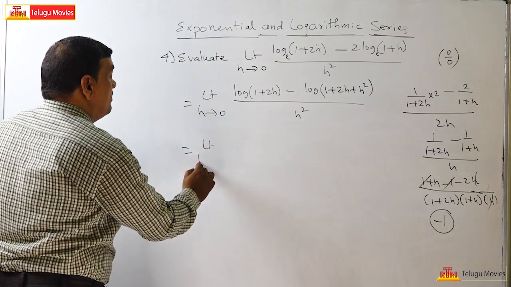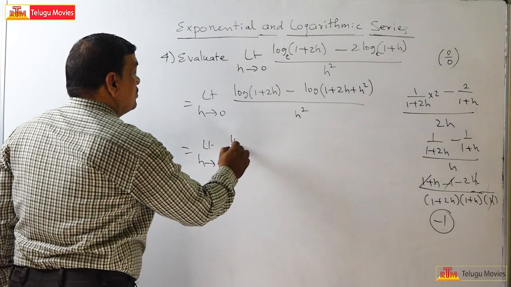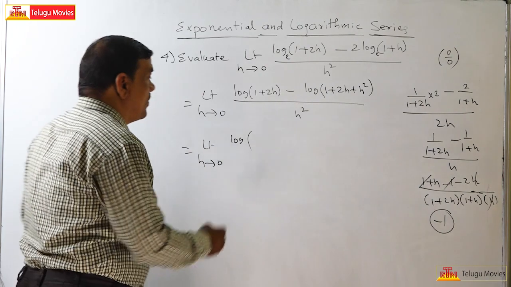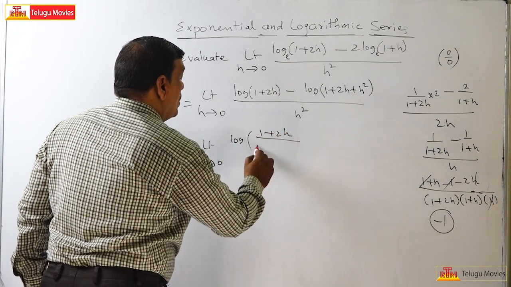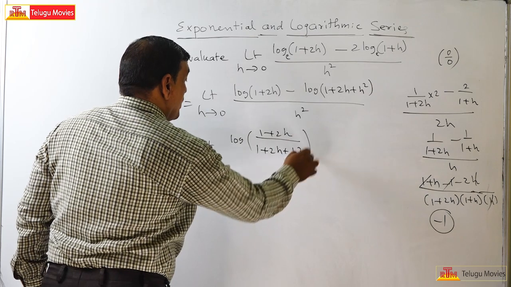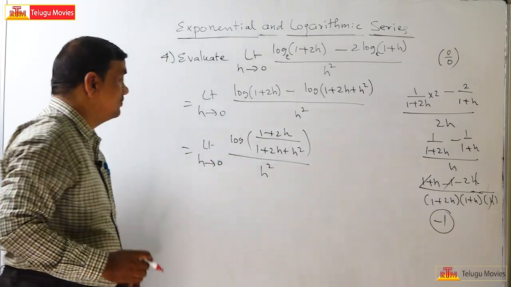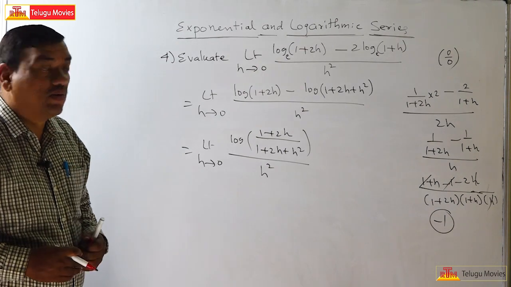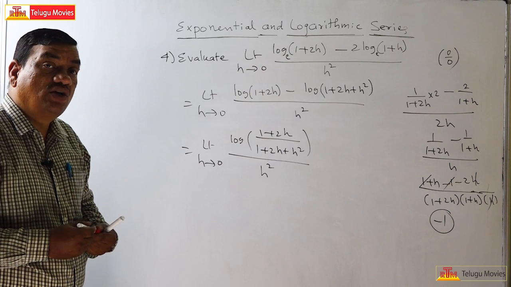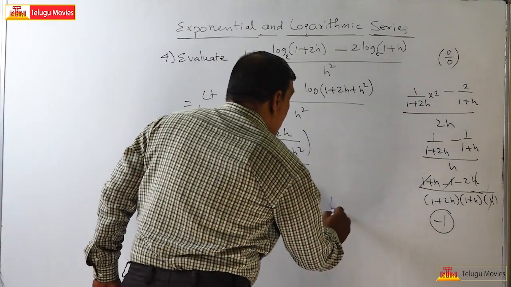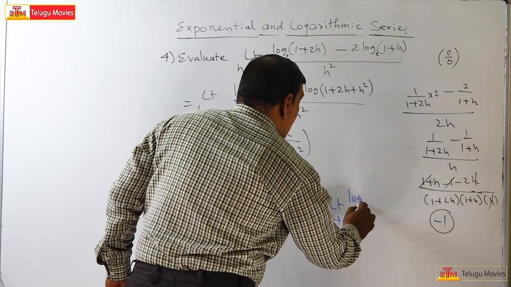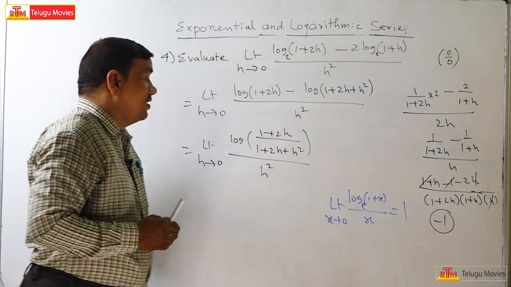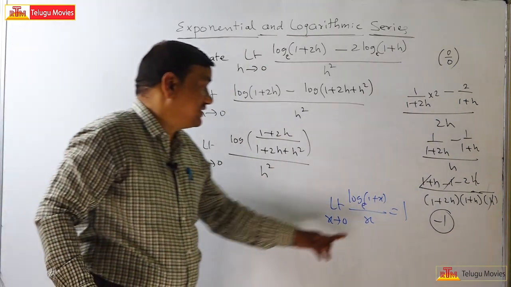So this is equal to limit h tends to 0 of log of, log a minus log b is log a upon b, (1 plus 2h) by (1 plus 2h plus h square), whole divided by h square. Whenever this type of problem comes, with log of something, immediately you have to remember the formula: limit x tends to 0 of log of 1 plus x to the base e, by x, is equal to 1. Log of 1 plus x by x.